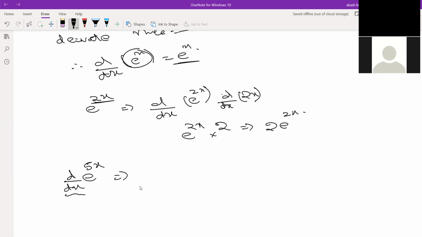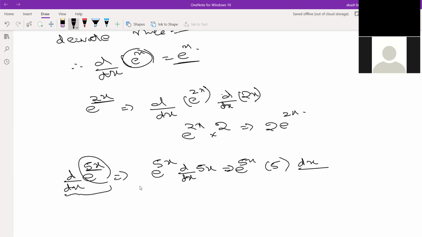So the derivative of the exponential function e^(5x) will be itself, but we have a constant as well with the x, so we will be differentiating it again. The 5 as a constant will come out, right? And then the derivative of dx over dx is 1. So 5 e raised to the power 5x. Is it clear?